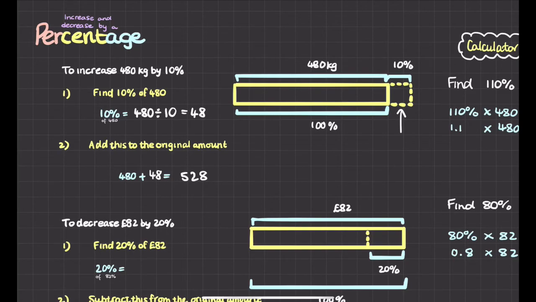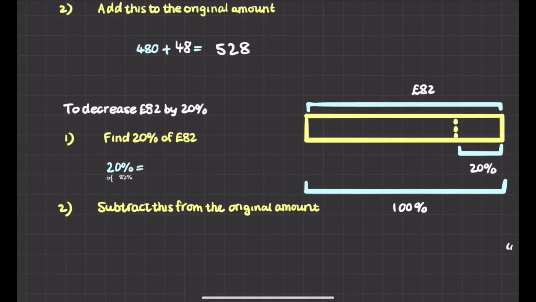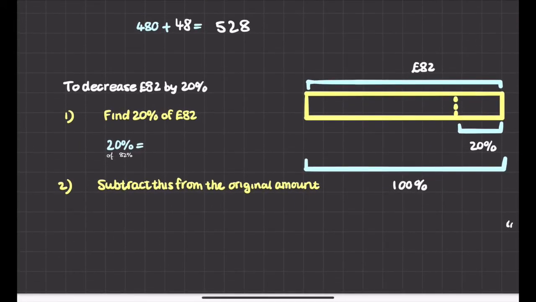Let's do a percentage decrease. So let's say I wanted to decrease £82 by 20%. Well, here I've got a bar model. Here I've got my full £82. That's my 100% of what I've got. But I want to take off 20%. I want to get rid of this bit here. I don't want 20% anymore. I just want this leftover bit here. So what I'm going to do is find out what that 20% is, and then I'm going to take it off my £82.